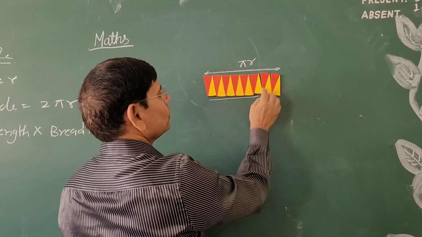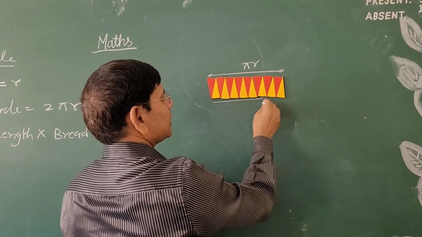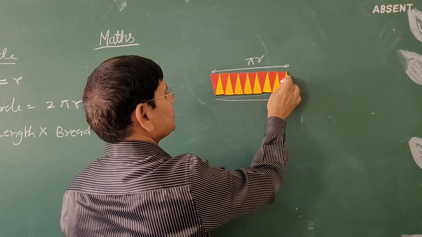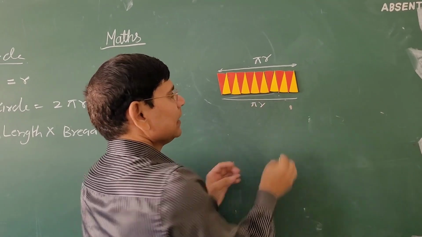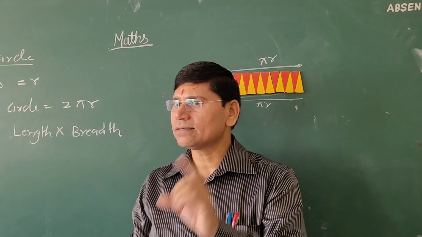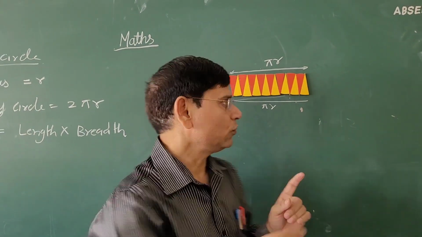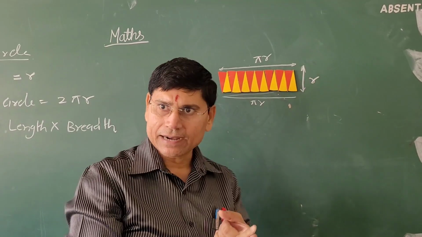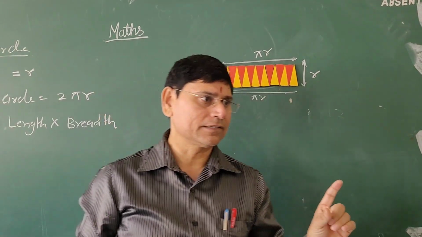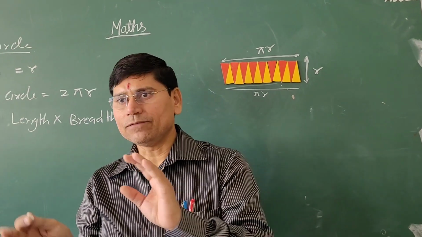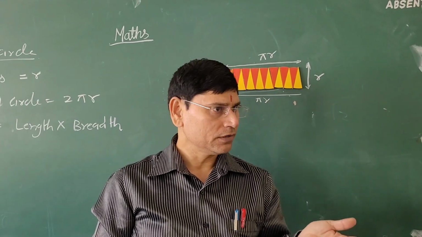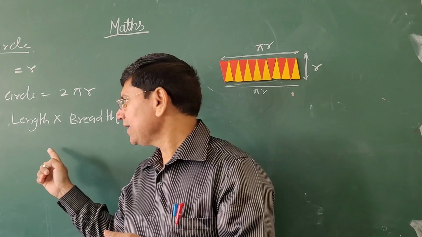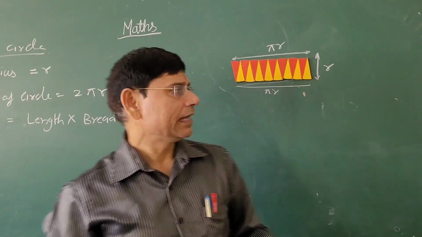Similarly, the yellow part is also half the circumference of the circle. So once again this is pi r, and the radius of the circle is r. So the breadth of this rectangle is r. If length and breadth you know, then you can find the area of the rectangle. Area of rectangle means the formula is length into breadth.